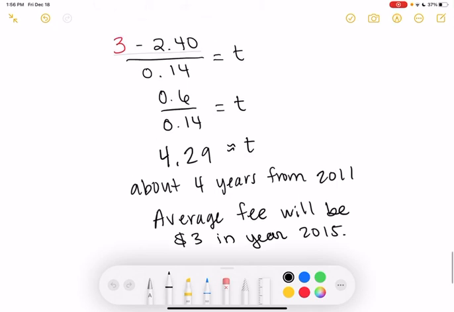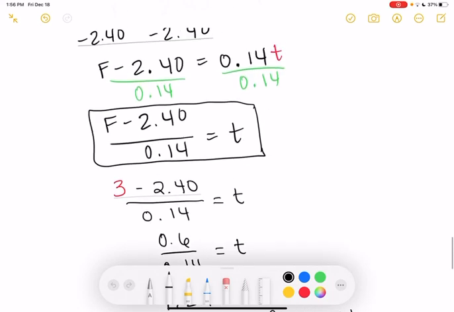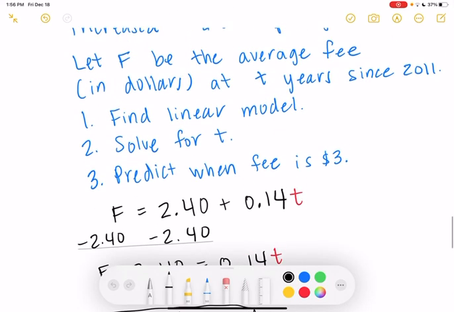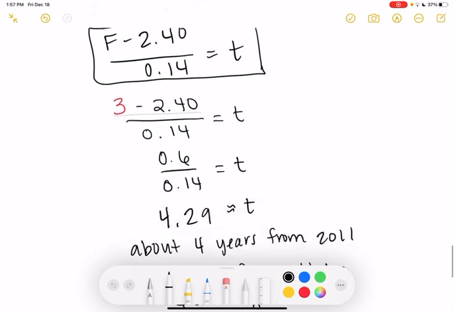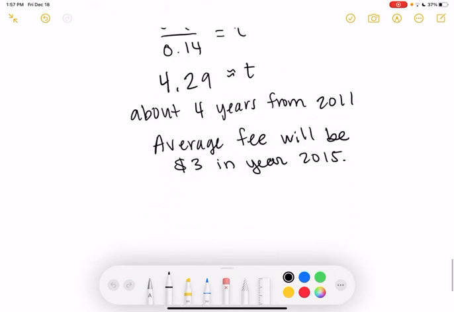All right, so I plugged in the 3. I got 0.6 divided by 0.14, which was approximately 4.29. So I said that's about 4 years from the 2011, because I think I said from 2011, right? Let me double check. Yeah, years since 2011. So I just did 4 plus the 2011 to get that the average fee will be $3 in the year 2015.